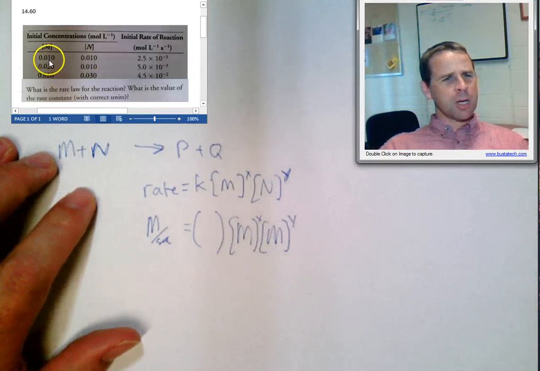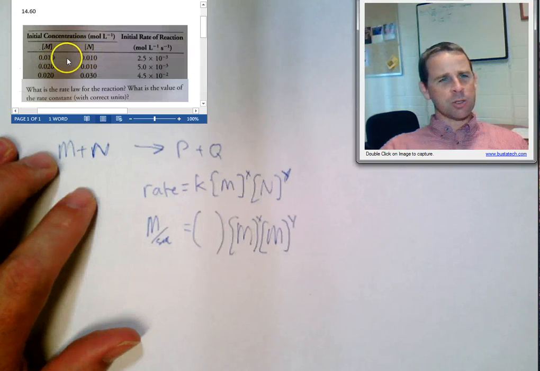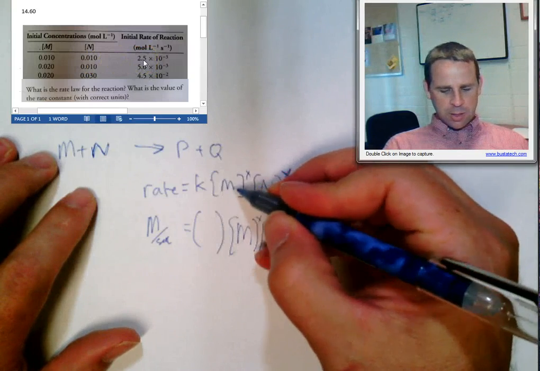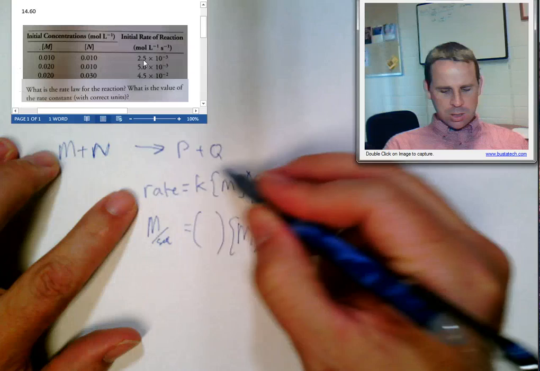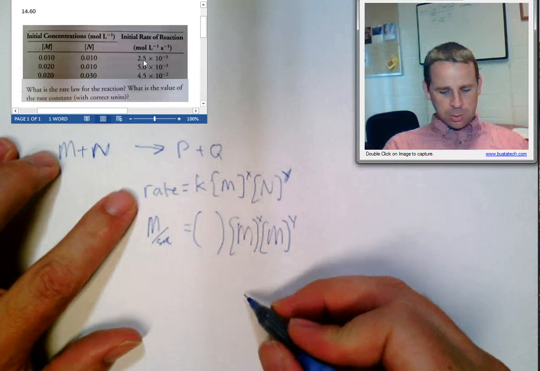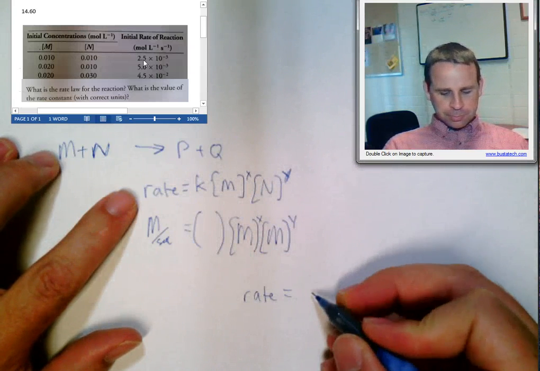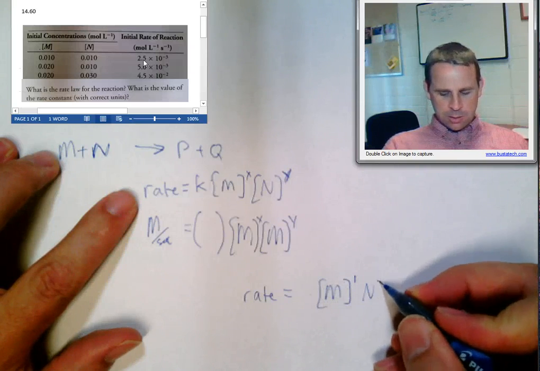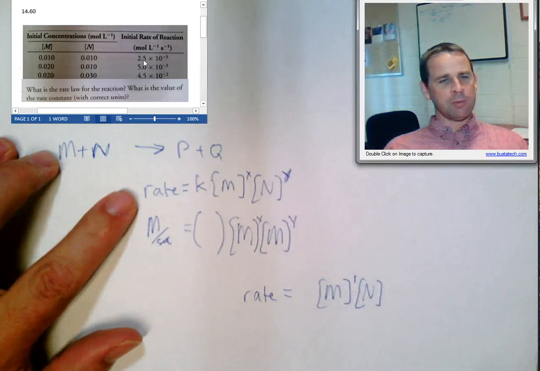But we can identify the exponents by looking at two of these scenarios in which only one component changes. For example, here's our first two reactions here, and we see that we double the concentration of M. And I can also see that as M is doubled, the rate doubles as well. So that means that if I double this, the rate doubles, and if you look at that equation, that would have to mean that this X is 1. So here below I'll have my rate law that I'm fixing as I learn more information about it. I'll leave out the K until I find that.